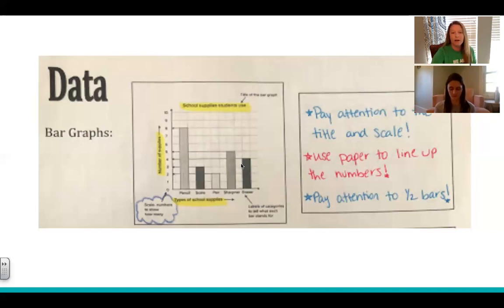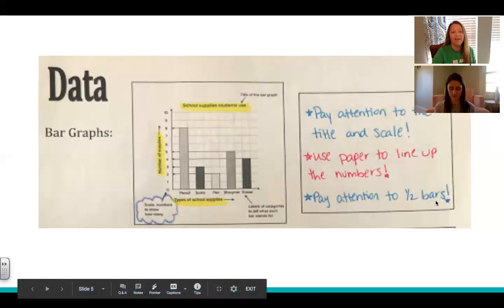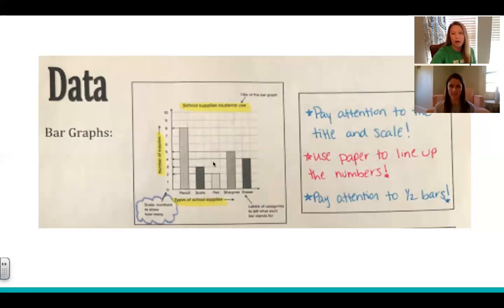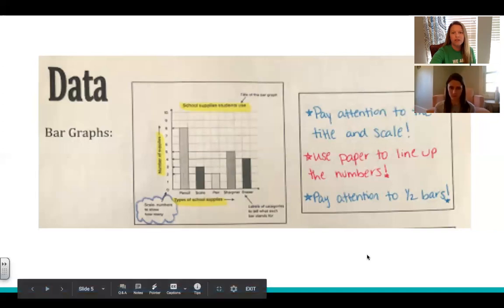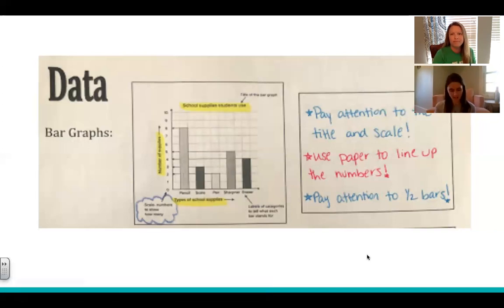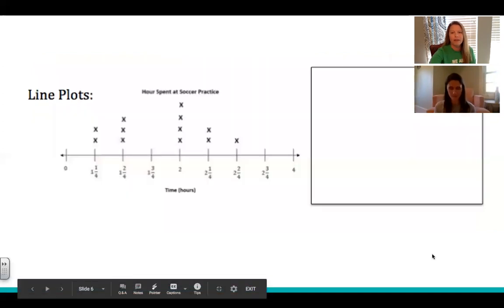And then the last thing is what I talked about before, pay attention to half bars. So if it hits halfway between 2 of the whole numbers on the scale. Anything else you can think of, Mrs. Moore? I think that's it. That sounds good. So those are bar graphs.